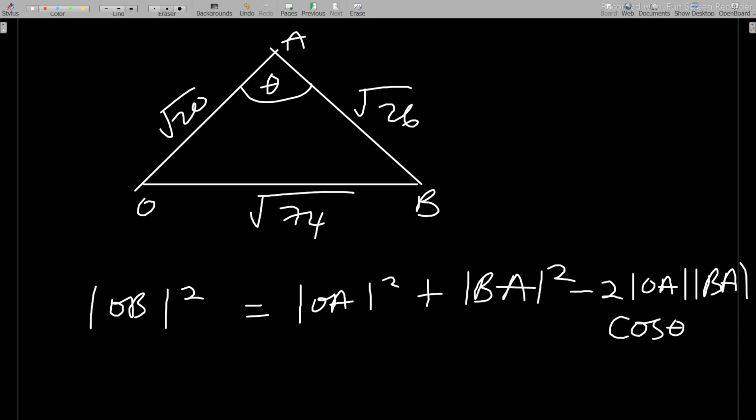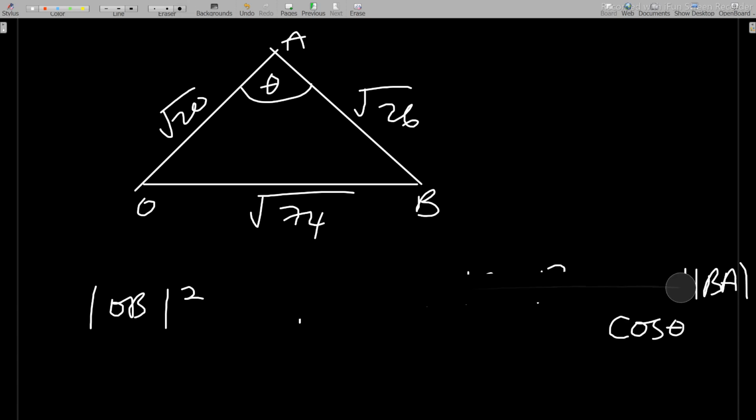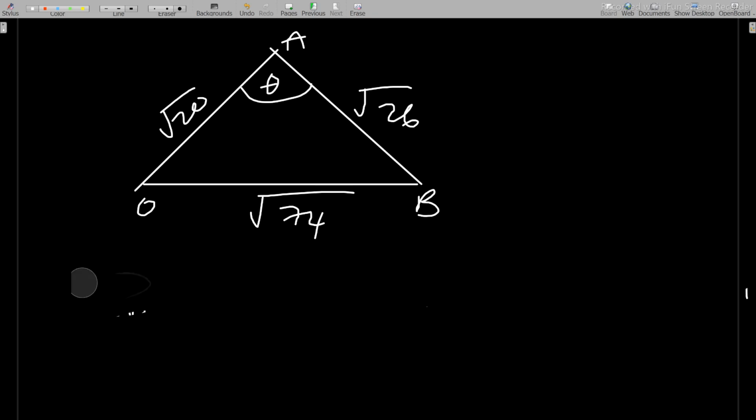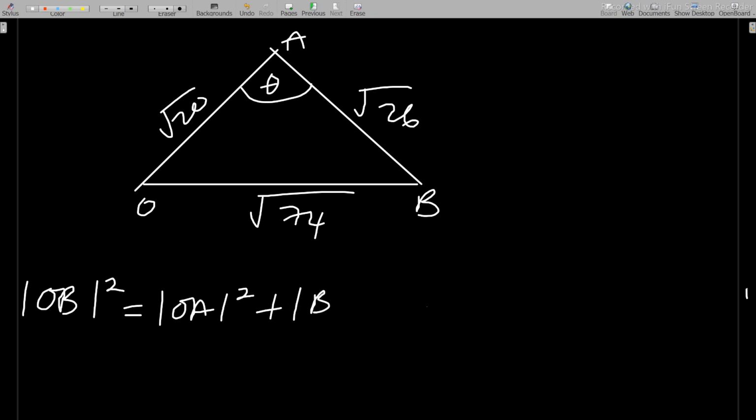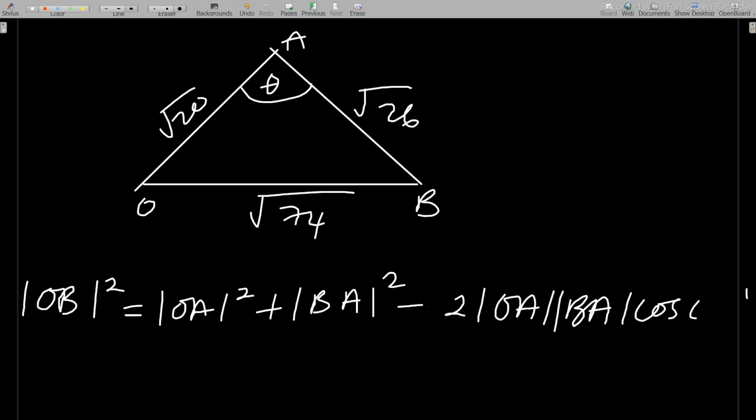Let me write it well so that you don't get confused. The cos of theta is actually multiplied to the minus 2 times whatever I wrote. So the opposite distance to the angle we want, squared, should be equal to OA squared plus BA squared, minus 2 OA BA cos of theta, which is what we want to find.